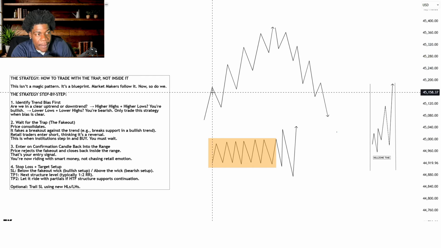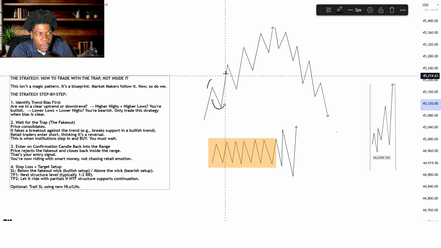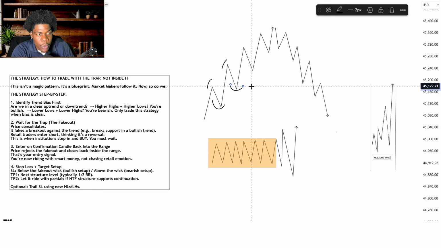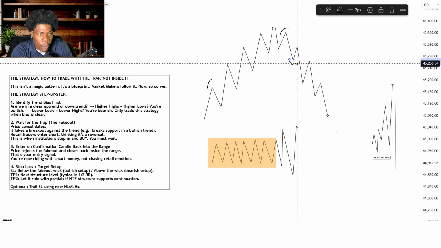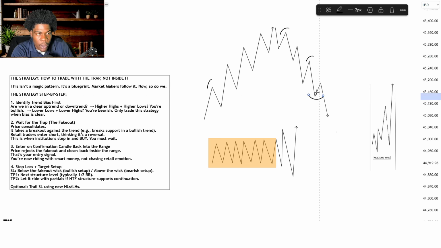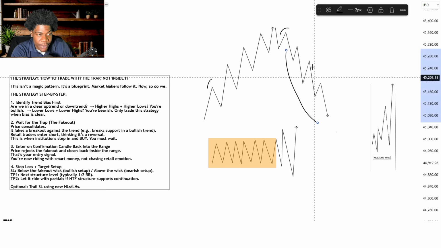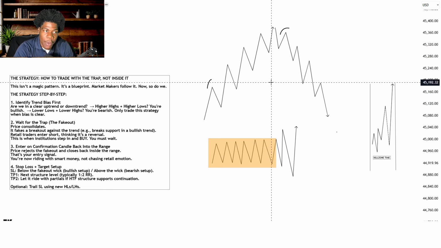As you can see in the schematic, price is creating higher highs and higher lows. This means that we are in a higher time frame bullish trend. And right here, price is creating lower highs and lower lows. This classifies that we are in a clear downtrend. So this right here is our higher time frame bias.